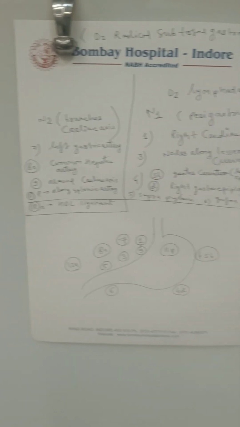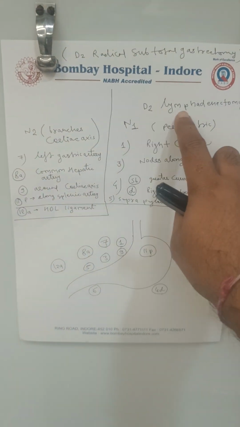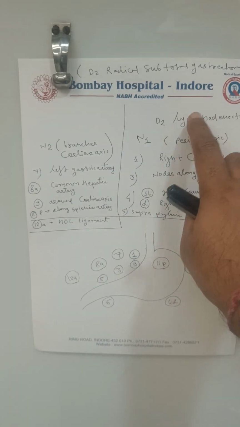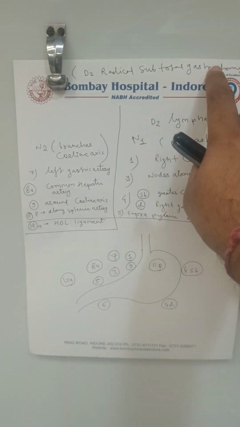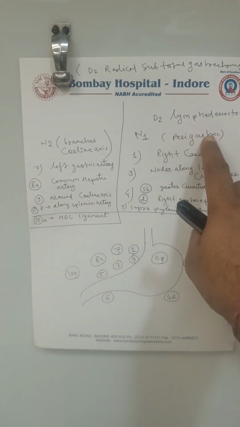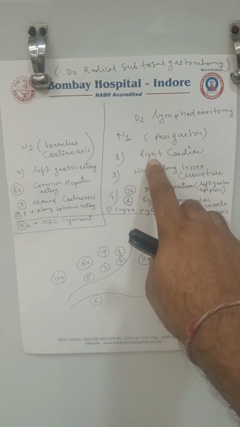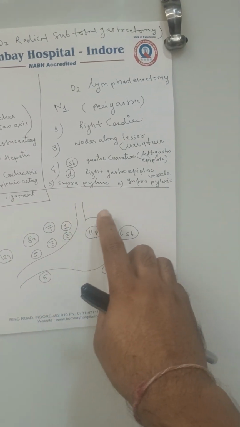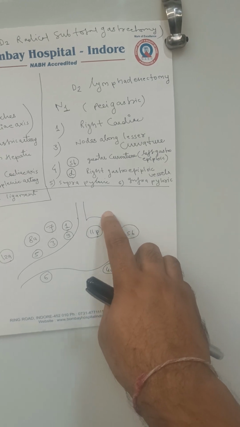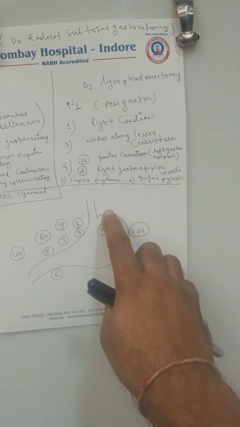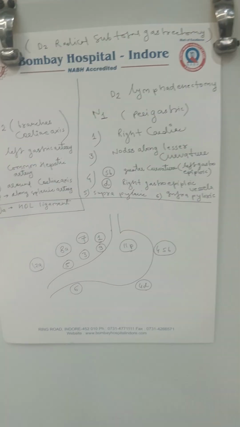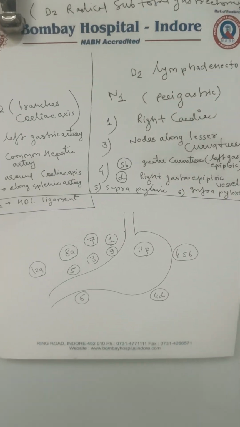Again, I'll explain further. So D1 lymphadenectomy, D2 lymphadenectomy in case of radical subtotal gastrectomy. N1 are the perigastric nodes. You have to remove the right cardiac. Generally, you will not remove the nodes along the greater curvature. That is the second tier, because there are the short gastric vessels.